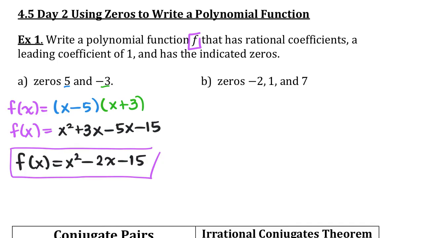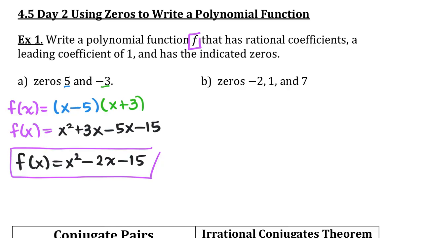Let's go back to the directions to make sure we met all the requirements. Okay, the polynomial function is f. Got it. Rational coefficients. The coefficients are 1, negative 2, and negative 15, which are all rational. The leading coefficient is 1. This is a 1x squared, and it has the indicated 0, so that's my answer. Okay, so I've done everything I need to do. Let's go ahead and do the next one.